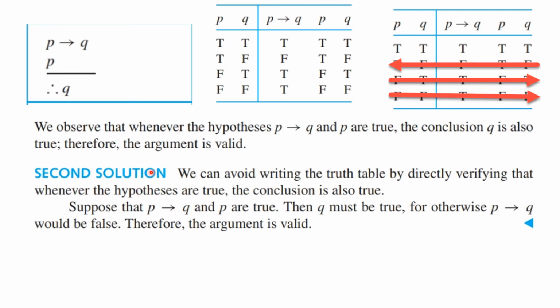Now, on simple things, sometimes you can have an easier solution. We can avoid writing the truth table sometimes by directly verifying that whenever the hypotheses are true, the conclusion is also true. So suppose that if P, then Q, and P are true, then we know Q has to be true, for otherwise it would have been false. Therefore, the argument is valid. This is a little bit more sophisticated, and brute force will always work, and sometimes nothing else will work.